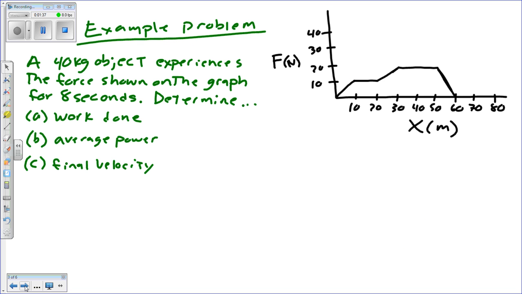Now, example problem. Let's do power here. A 40 kilogram object experiences the force shown on the graph, this graph right here, for a total of 8 seconds. Determine the work done, the average power, and the final velocity of this object. Now what I want to do is break it down first, looking at what we know and what we need to find out. Again, this is a force versus displacement graph, and we'll take it from there.